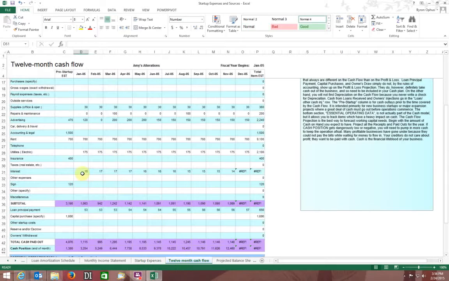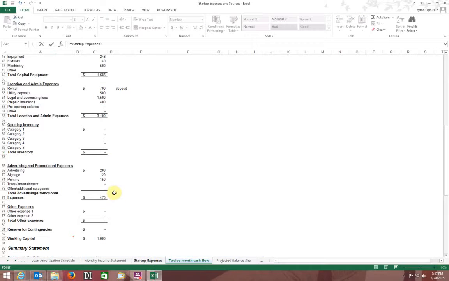So let's go take a look at those. You got your insurance, got your accounting and legal. This is rent, and that's your deposit, and you're missing your utility deposit. Okay, and so we need to put that in here. Equals our startup expenses, our utility deposit. Okay.